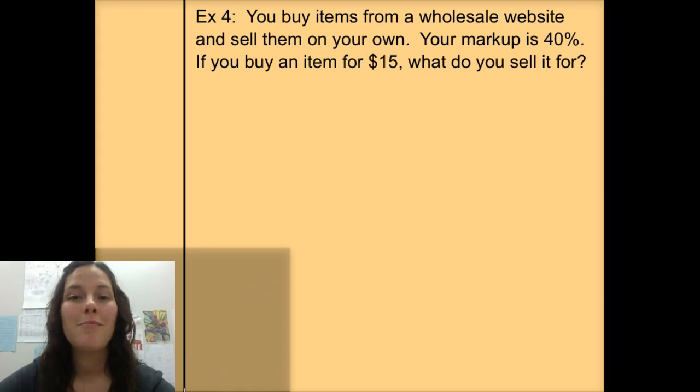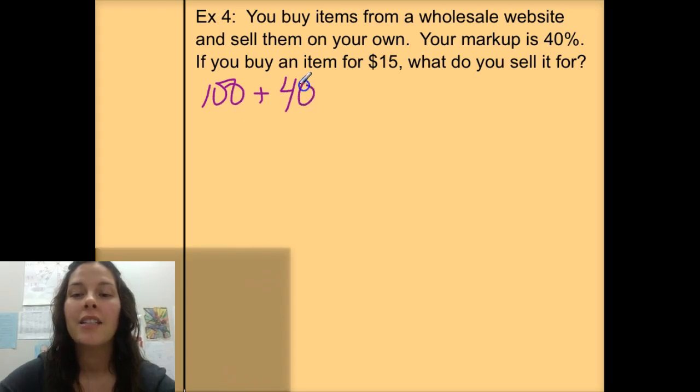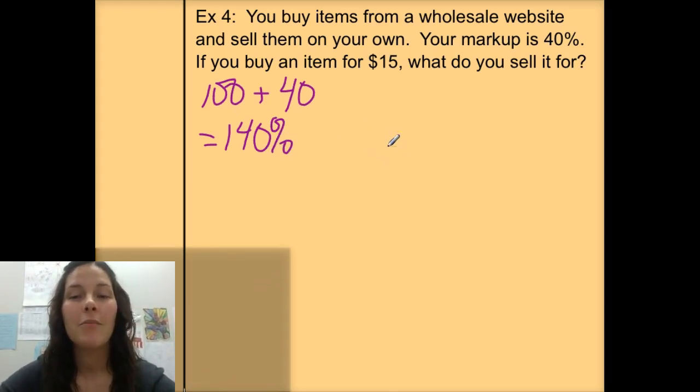This one is about making money off of purchases that you make. So we buy items from a wholesale website and then we sell them. We mark up the price by 40%. So this is another one where we need to figure out what the percent is. We're not selling them for 40% of what we paid. We would be losing money. We're marking them up 40%. So we're going to take the entire 100% that we paid plus an additional 40% for a total of 140% of our purchase price. This way, we're selling them for more than we paid so we can make some money on them.